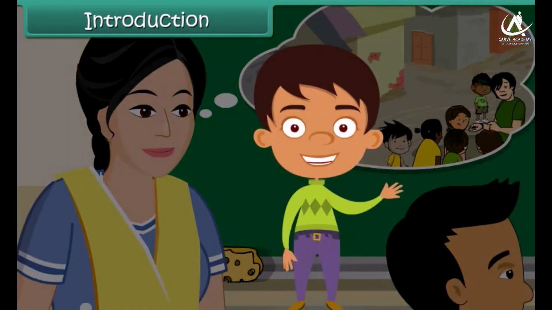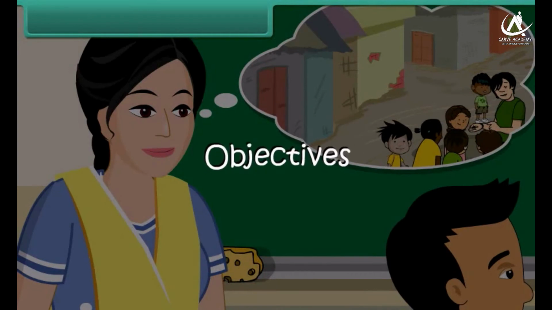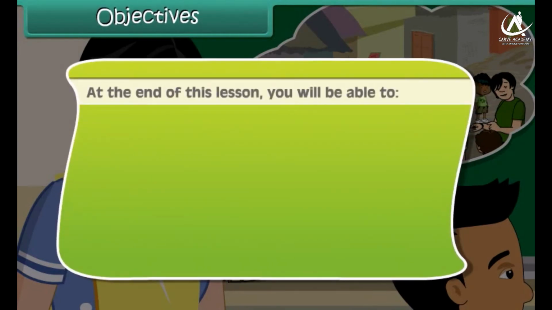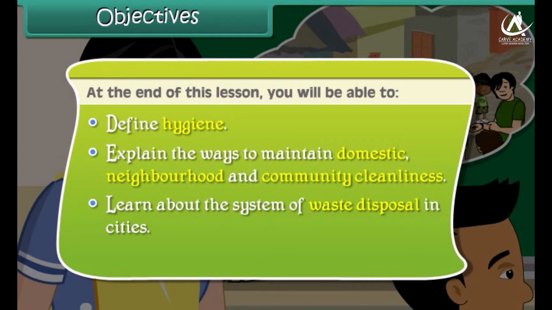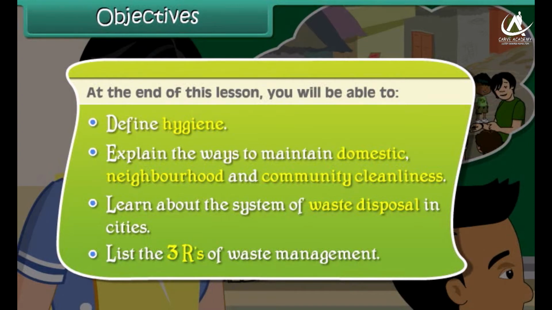Let us understand how we can keep our surroundings and ourselves clean. Objectives. At the end of this lesson, you'll be able to define hygiene, explain the ways to maintain domestic, neighborhood, and community cleanliness, learn about the system of waste disposal in cities, and list the 3 R's of waste management.